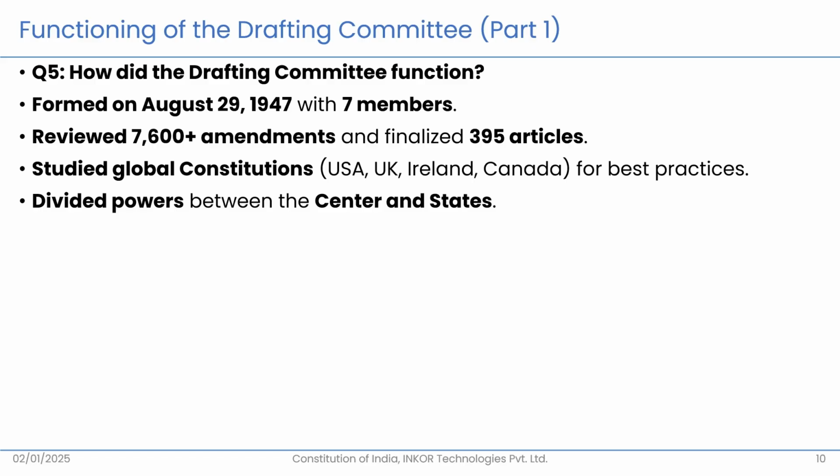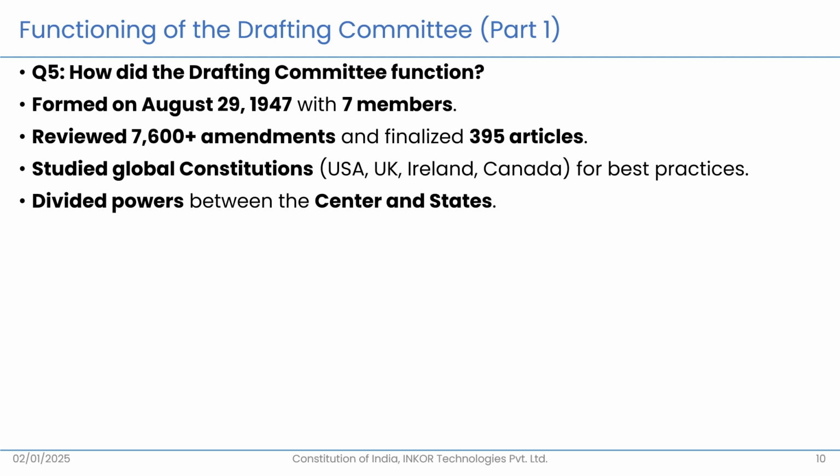The drafting committee, led by Dr. B.R. Ambedkar, was formed on August 29, 1947, and consisted of 7 members. One of its biggest tasks was reviewing over 7,600 proposed amendments before finalizing 395 articles in the Constitution. This meticulous process ensured that all perspectives were considered.